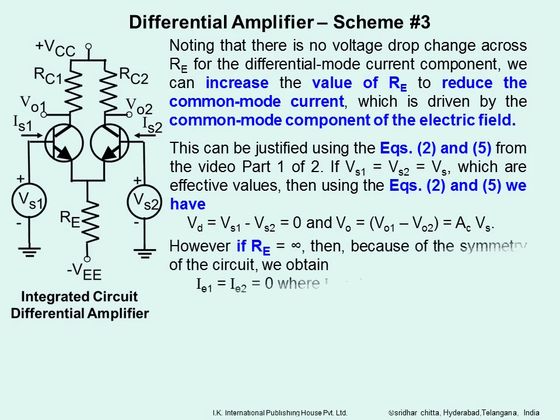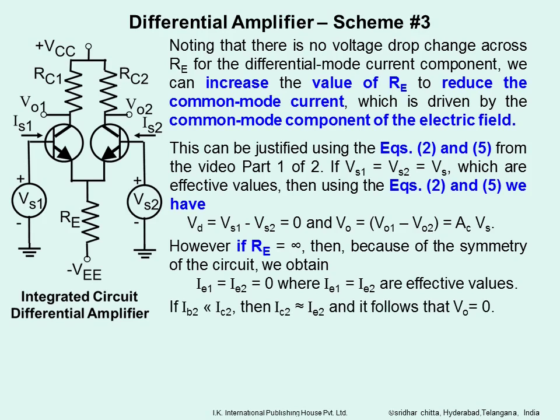However, if RE is equal to infinity, then because of the symmetry of the circuit, we obtain IE1 equal to IE2, which equals 0, where IE1 and IE2 are effective values. If IB2 is much smaller than IC2, then IC2 is approximately equal to IE2, and it follows that V output equals 0.